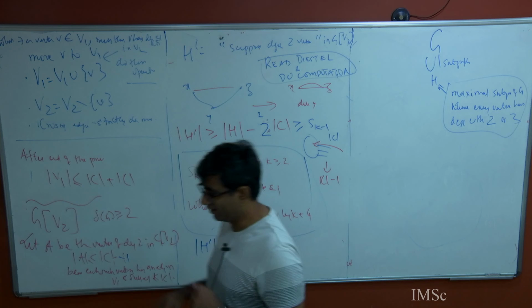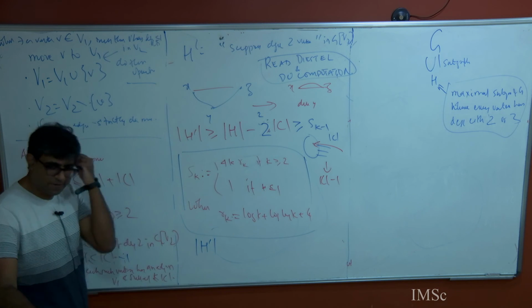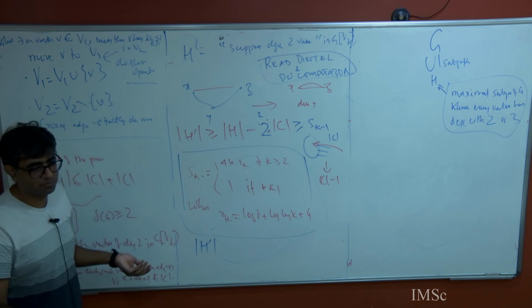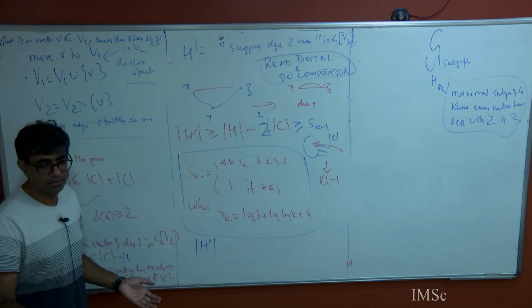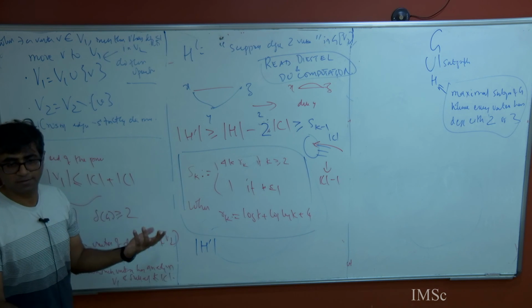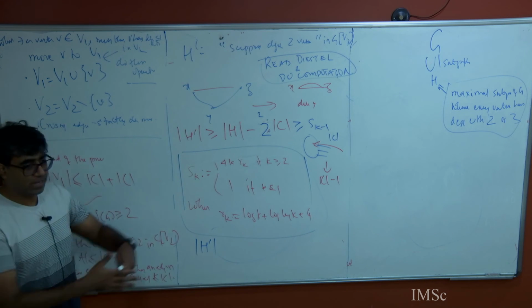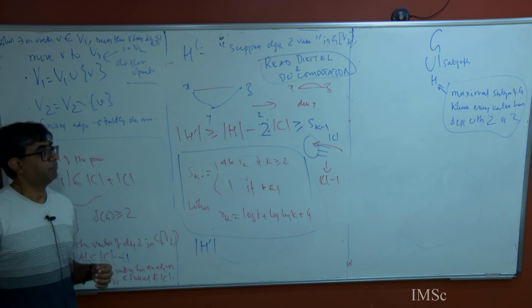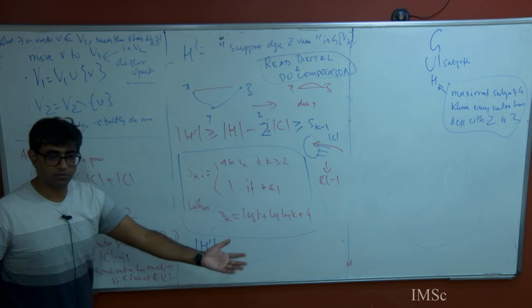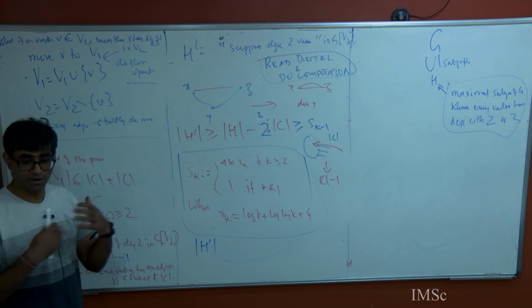So it feels very non-trivial why such objects should exist, but if you think for a minute, it's not that, right? So I can greedily find this. Look, let H be any maximal subgraph, in particular the one which I can find greedily.